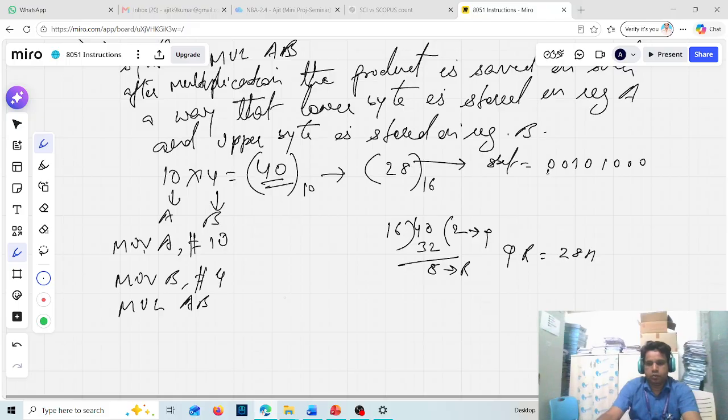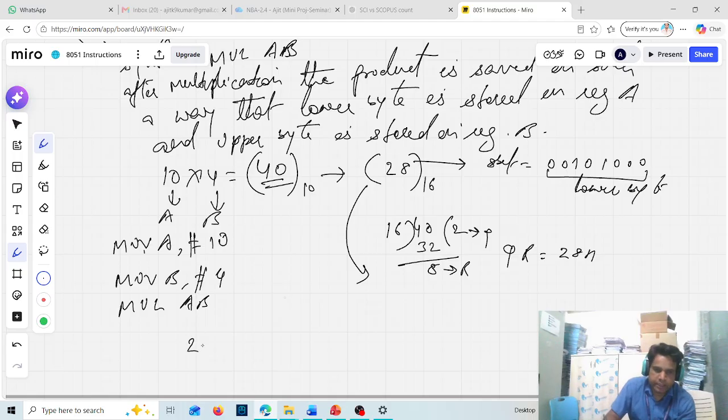1000. So this is actually the lower byte. Okay, upper byte is by default 0. So this 28 I can write something like this, because when you see here, let's try to understand why I'm getting this concept of upper byte, lower byte.